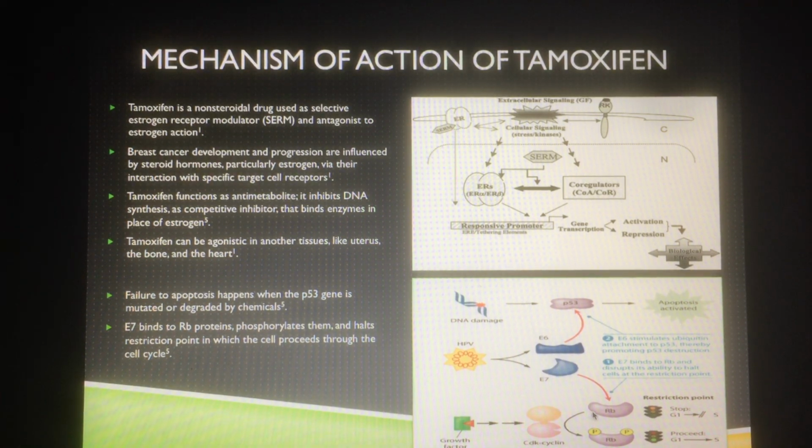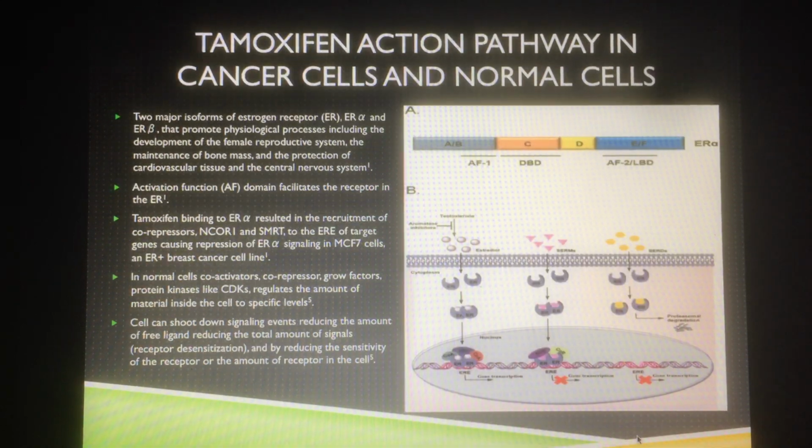The E7 protein binds to the RB protein. The RB protein is necessary to test whether the cell is in the right conditions to go from the G1 to the S phase. Whenever it is phosphorylated, this protein no longer tests the cell at the restriction point, and the cell just goes from the G1 to the S phase. And tamoxifen works in this way. They produce a lot of CDK cyclins because of the growth factors, and these cyclins phosphorylate these RB proteins, in which the effect is done.